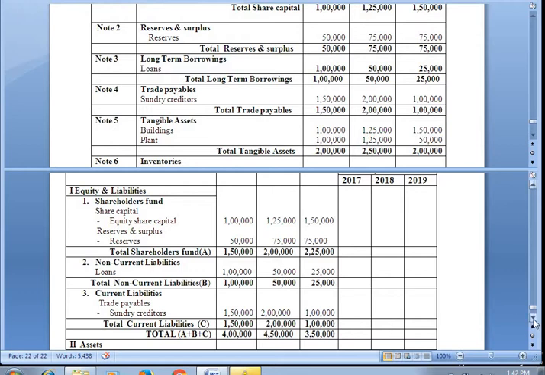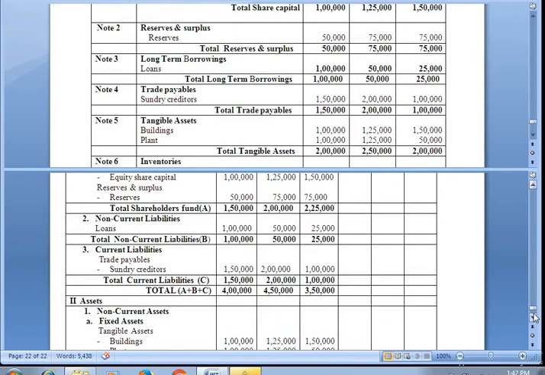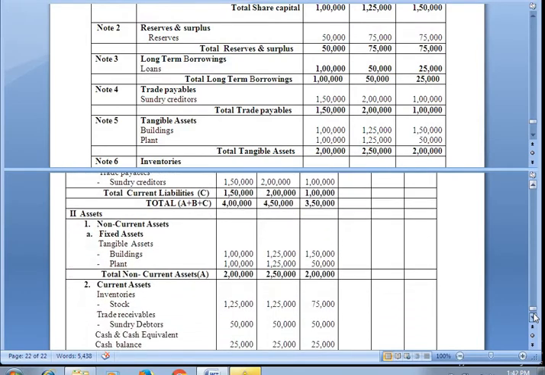So for convenience, first we have to write all the amounts of all the years and then we can find out the percentage. On the asset side we have non-current assets first. In non-current assets, fixed assets. Fixed assets include tangible assets of building and plant. Here you can check the details of tangible assets, buildings and plant, and these are the amounts.